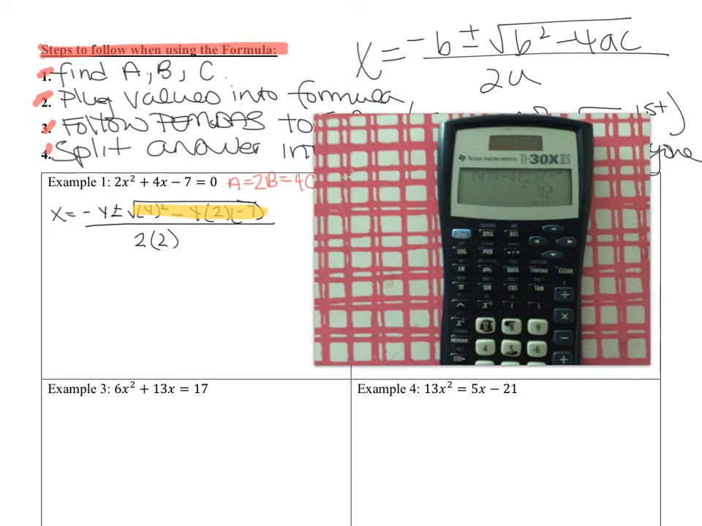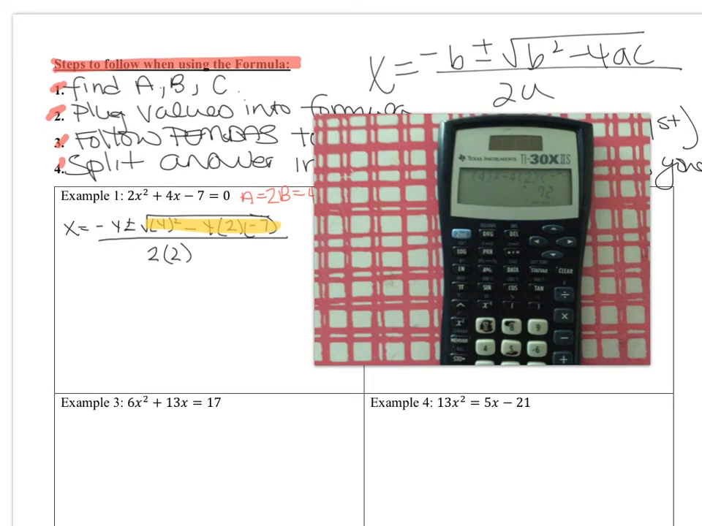So I have x equals, negative 4 plus or minus the square root of 72 all over 2 times 2, which is 4. So now in my calculator, I'm going to do the square root of 72. And I get a decimal, so I'm just going to round to 1 decimal point. So x equals negative 4 plus or minus, the square root of 72 is 8.5, all over 4.